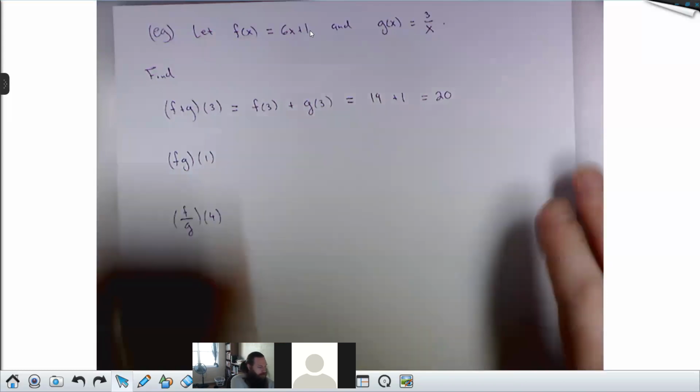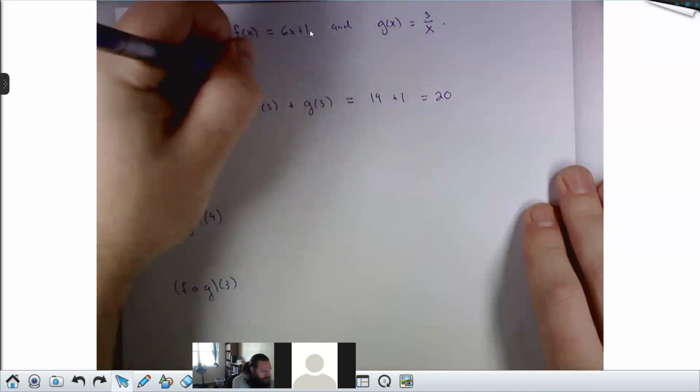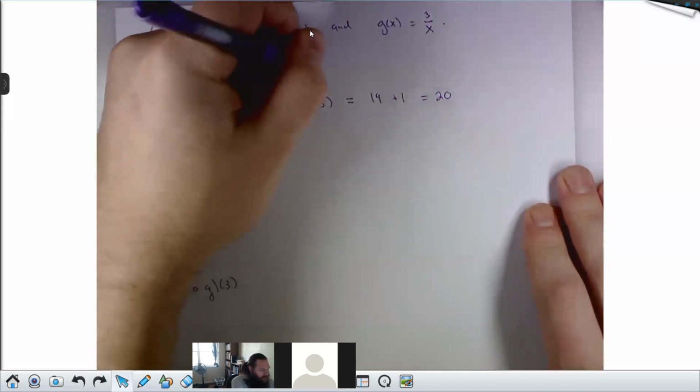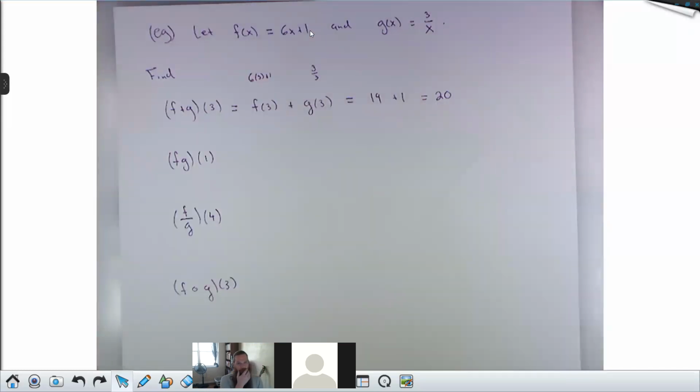We can maybe up here, if we want F of 3, this is 6 times 3 plus 1. G of 3 is 3 over 3, if you want to think about where each of those is coming from. So this new function, F plus G, if we evaluate it at the input 3, we get out 20. In other words, if I was looking at the graph of F plus G as its own function, the ordered pair (3, 20) would be on the graph.